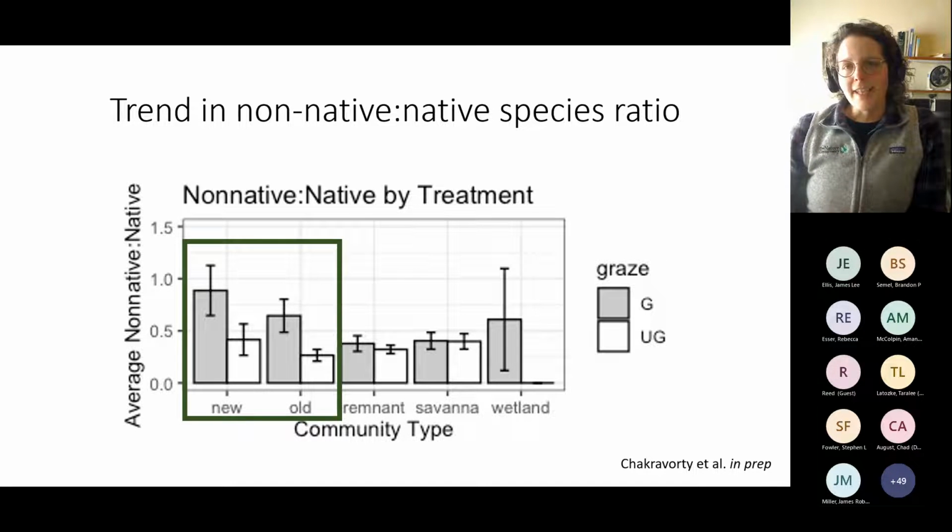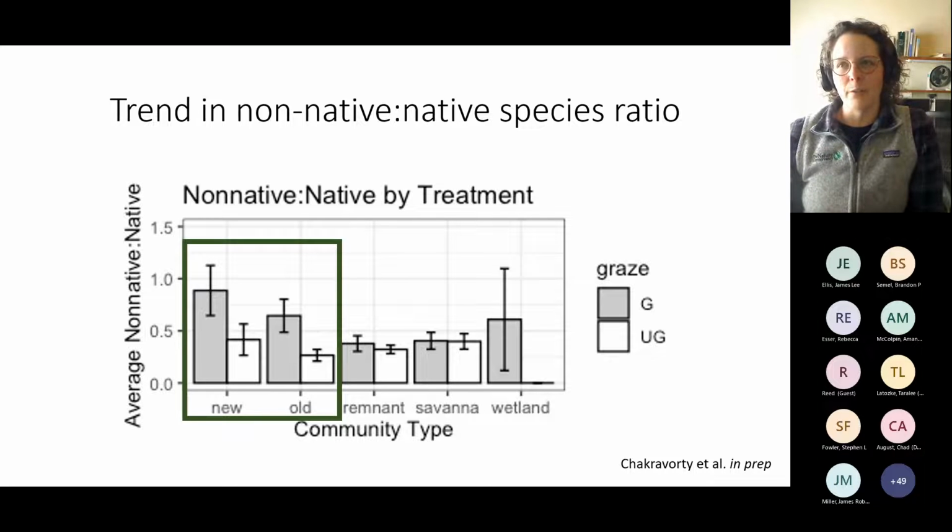We found a few trends that are interesting to keep in mind. This one, we were looking at the ratio of non-native to native plants. And we did find a trend towards a slightly higher non-native to native ratio in the grazed areas. This is not statistically significant.